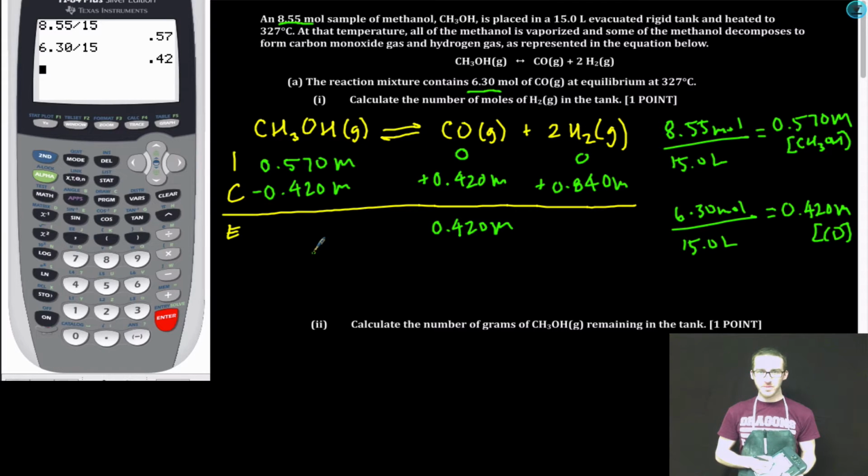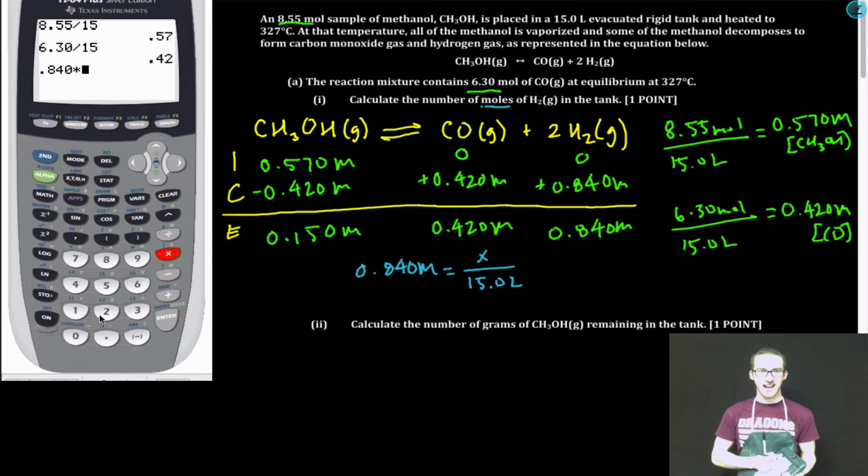So at equilibrium, the concentration of methanol remaining is 0.150 molar, and the concentration of hydrogen gas at equilibrium is 0.840 molar. Now be cautious, we're looking for number of moles of hydrogen. So now that I know the concentration of the hydrogen gas and the volume that it occupies, just a quick jump to my calculator to solve for number of moles. 0.840 times 15. At equilibrium, we're going to have 12.6 moles of hydrogen gas.